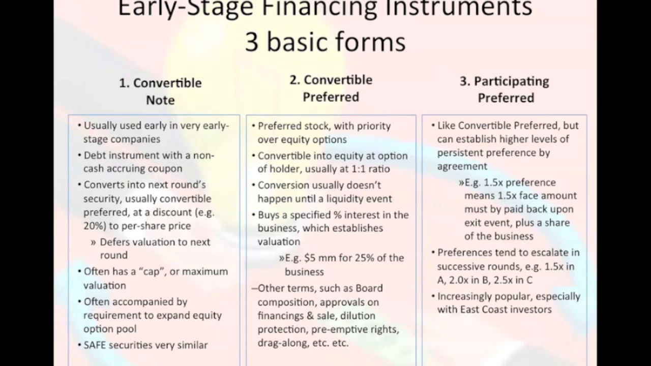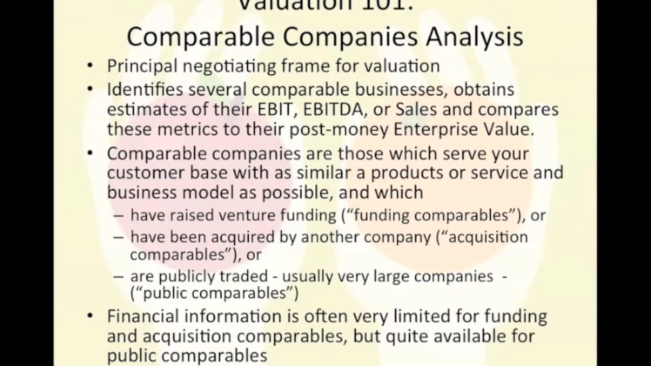Prosper's template also facilitates valuing of the company in each round and at exit. Most financial valuations usually start with comparables analysis, which is the most common negotiating frame for valuation. This type of analysis identifies comparable companies, calculates their valuation metrics, usually enterprise value to sales, enterprise value to EBIT, and enterprise value to EBITDA, and then applies those valuation metrics to the startup being financed.